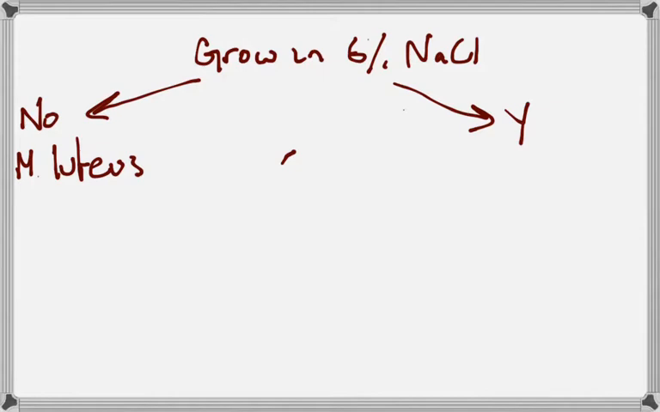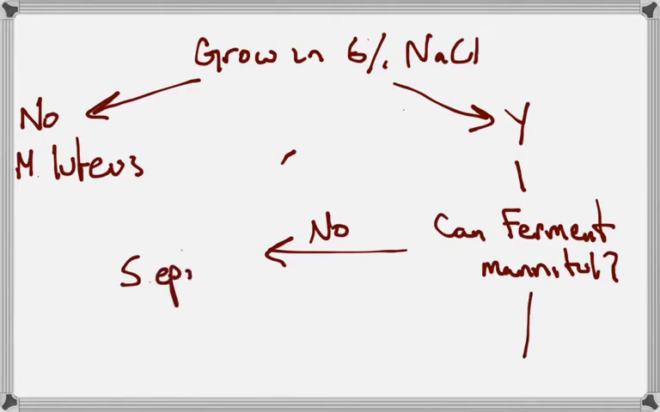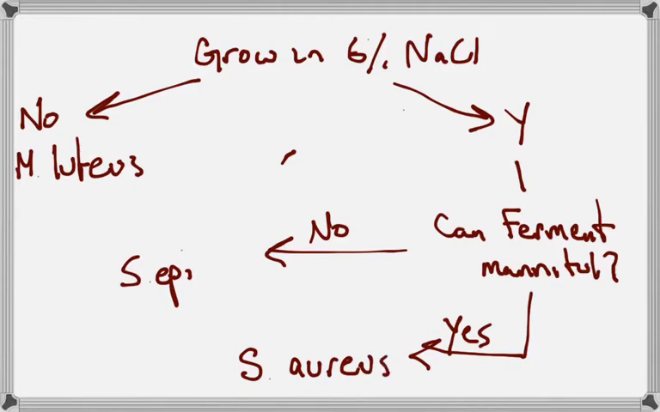So then our next question from the yes might be, can the microorganism ferment mannitol? If the answer is no, then the organism is Staph epidermidis. If the answer is yes, then the microorganism is Staph aureus. So simply by asking these two questions alone, we're able to distinguish these three microorganisms from each other.